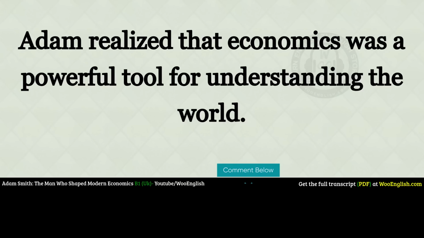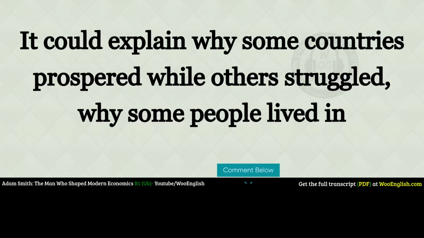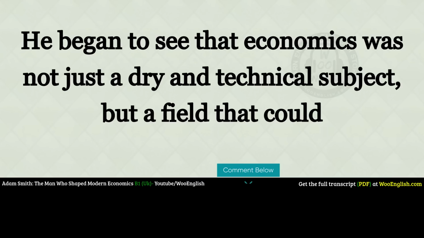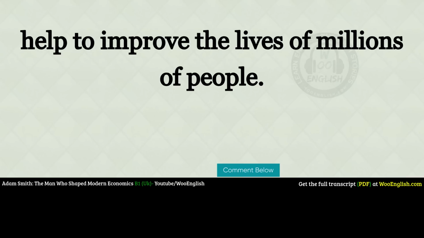Adam realized that economics was a powerful tool for understanding the world. It could explain why some countries prospered while others struggled, why some people lived in luxury while others lived in poverty. He began to see that economics was not just a dry and technical subject, but a field that could help to improve the lives of millions of people.